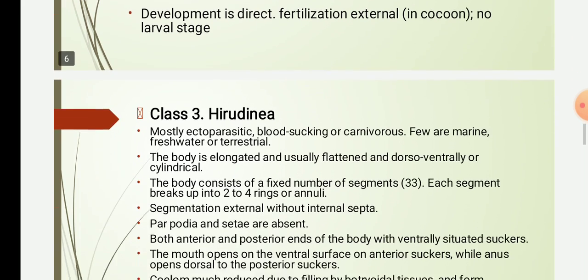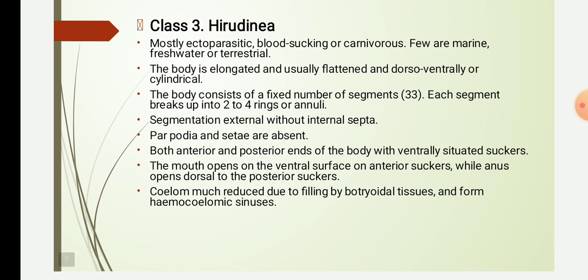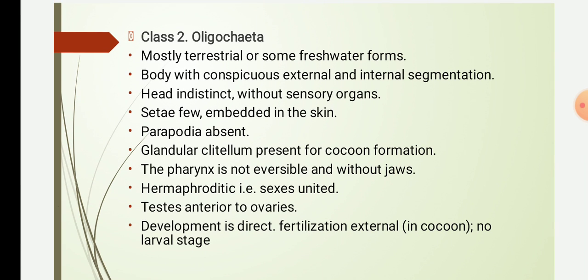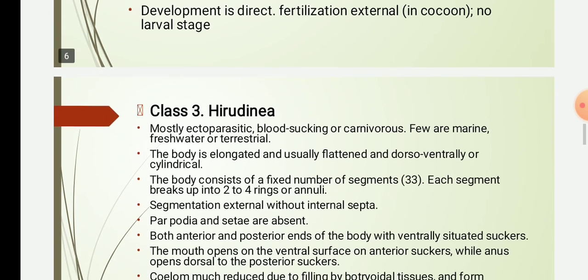Okay. Then next class is class Hirudinea. Oh sorry, I have not told the examples of Oligochaeta. The most common example of Oligochaeta is the earthworm. Okay, that is the example of Oligochaeta.